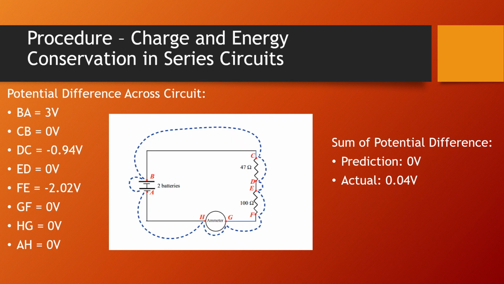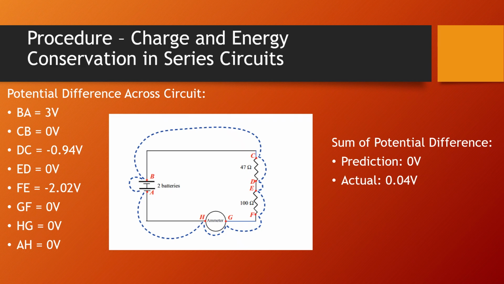The potential difference across each component was then calculated. As you can see, between the two batteries we have a 3 volt increase in potential difference. Then between sections C and B, 0 volts. Then you hit the first resistor, 47 ohms, and you get a negative 0.94 volt difference. Then E to D, nothing happens. Then F to E, you hit a bigger resistor, so it's negative 2.02 volts. Then the rest of the circuit, nothing happens, back to A, so it's all 0 volts.